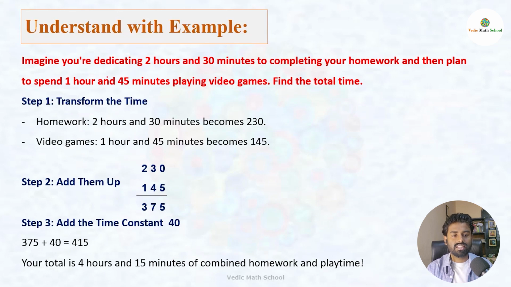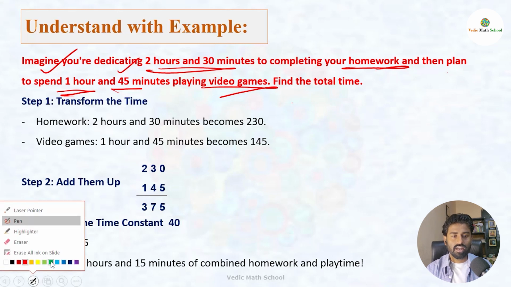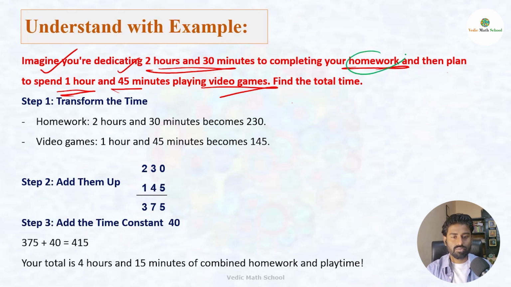Imagine you are dedicating 2 hours 30 minutes of your time to complete the homework, and then spend 1 hour 45 minutes playing video games. Find the total time. What does this mean? It means you have to calculate the total value that you have done with these two activities, the homework and playing the video games.